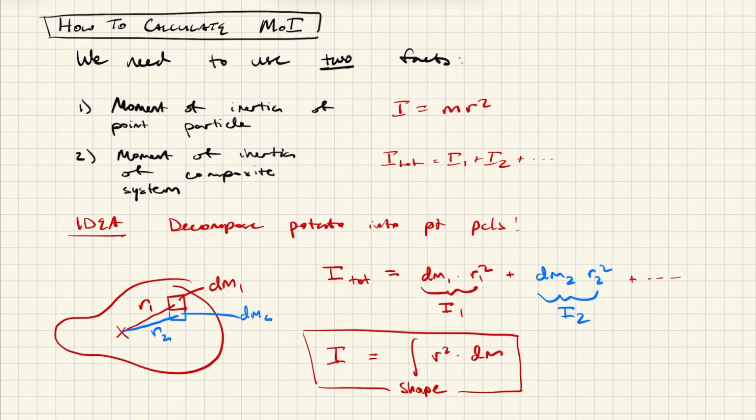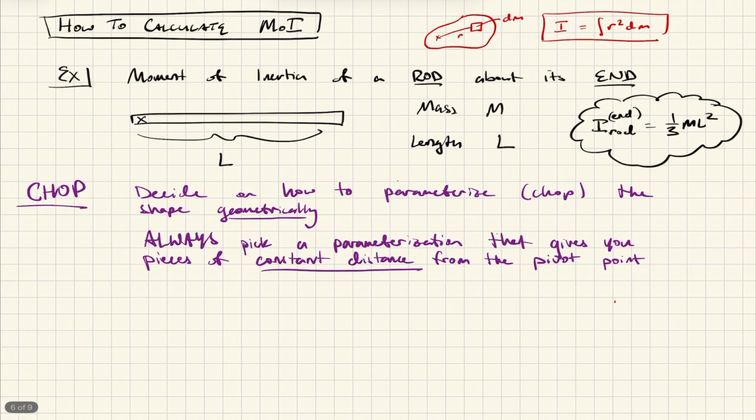Okay, so let's hop into a practice problem to see how we might do this for an actual thing. And so I'm going to pick a one-dimensional shape. We're just going to use a rod about its end. And we remember the formula for this, I've written down here on the right-hand side. It should be 1/3 ML squared. So we have a target in mind. This rod has a total mass of capital M, and it has a total length of capital L.